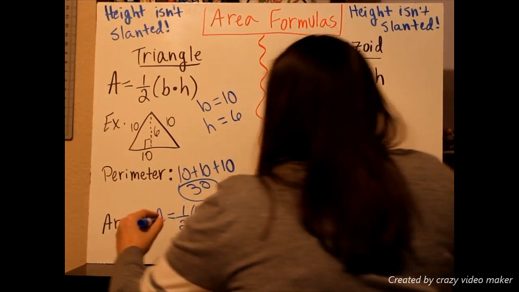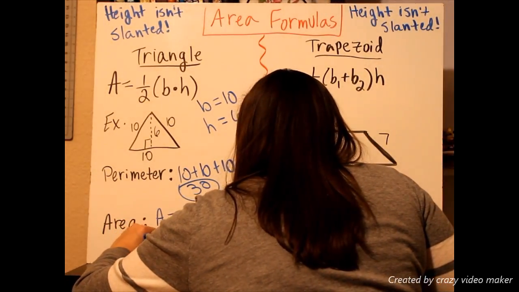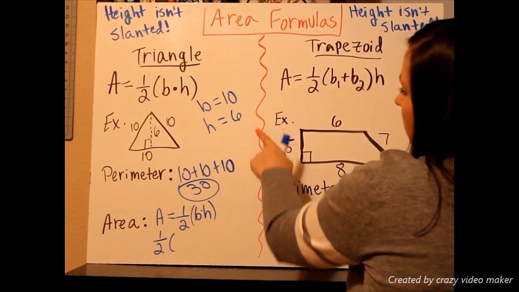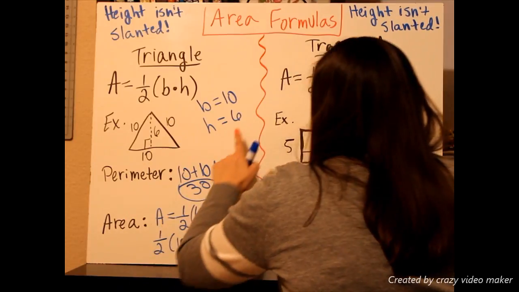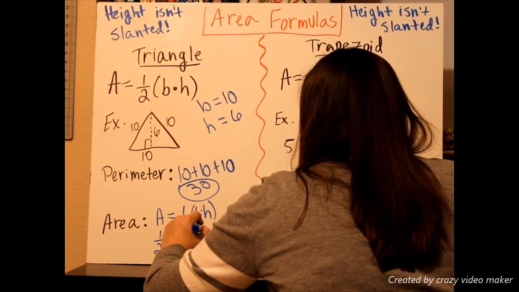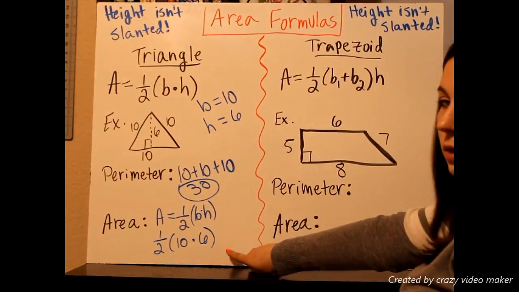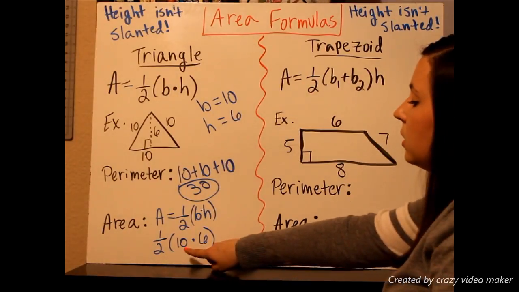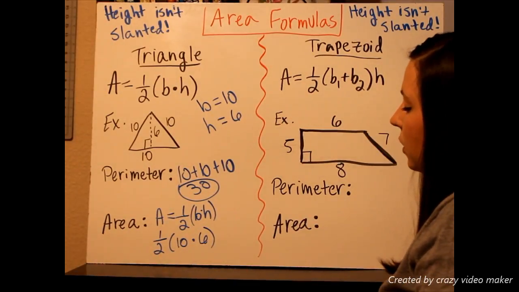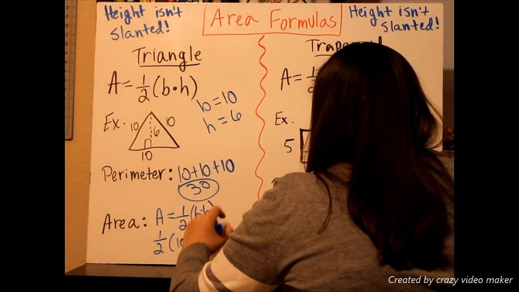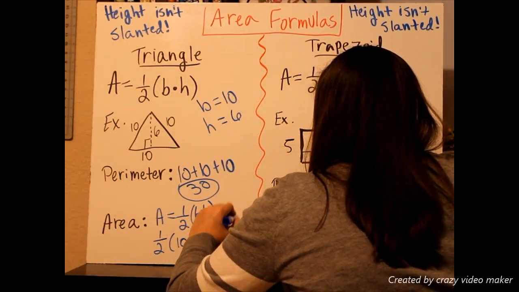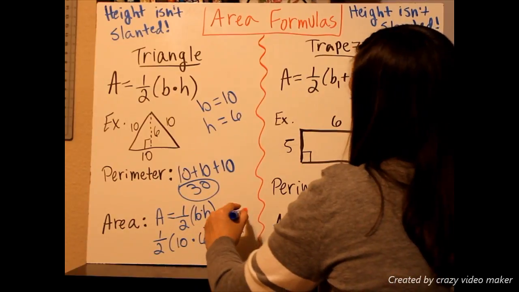We'll plug in 1/2 times base is 10 times our height, which is 6. So it looks like this. 1/2 times 10 times 6. Now following order of operations, we're going to do what's inside here first. So it's 1/2 times 10 times 6 is 60.